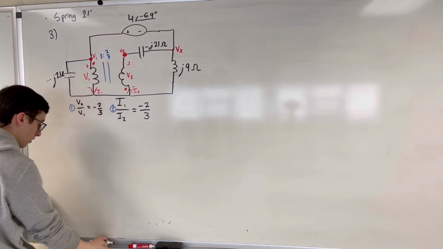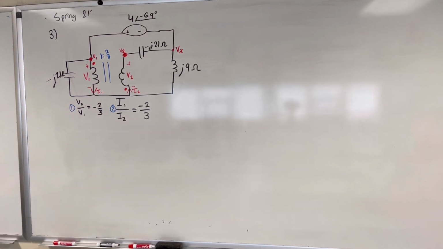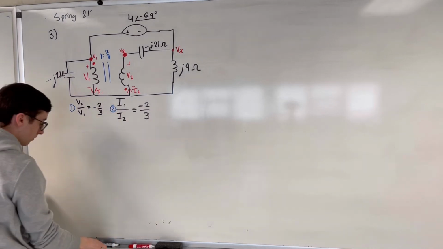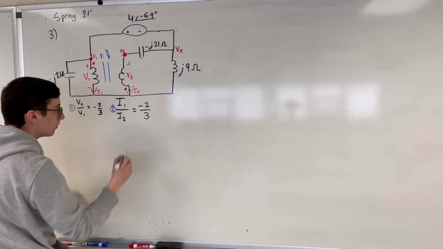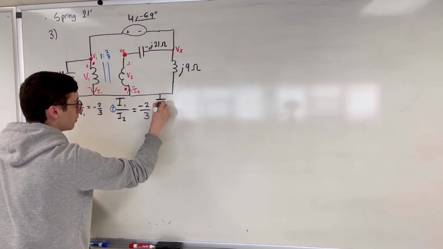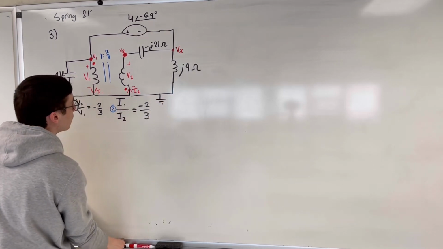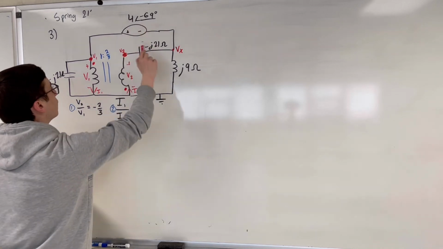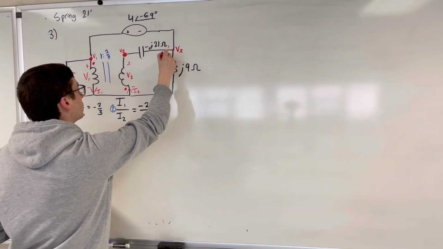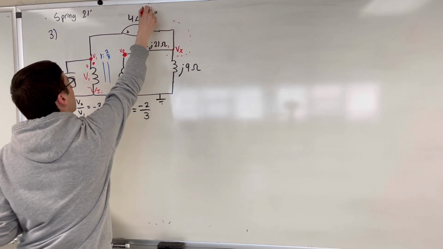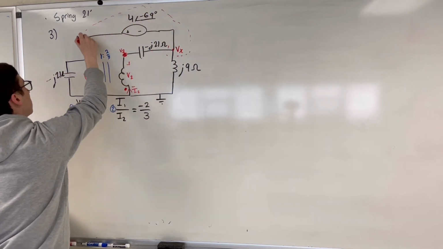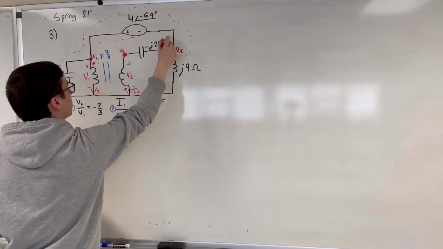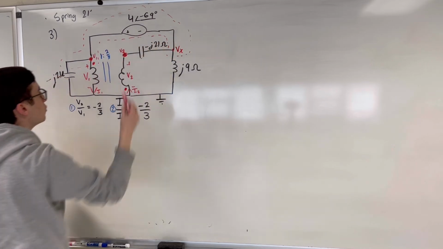So now what we want to do is create a supernode because we have our ground at the bottom. Since we have ground at the bottom, that means we have to make a supernode because there's a voltage source in between two nodes. So here we go. And all of this up here is a supernode.